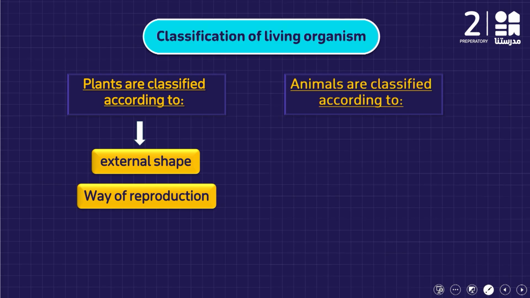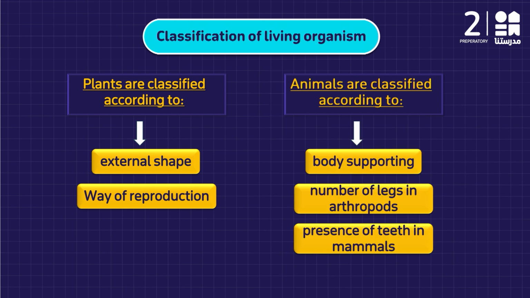Classification of living organisms. Plants are classified according to external shape and the way of reproduction, and animals are classified according to body supporting, number of legs in arthropods, presence of teeth in mammals. So we are going to talk about each one of them in details. And let's start with classification of plants according to their external shape.